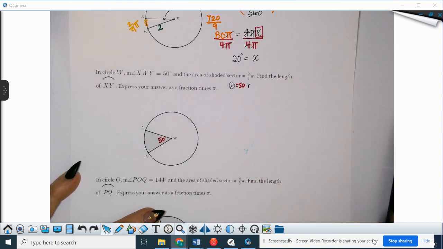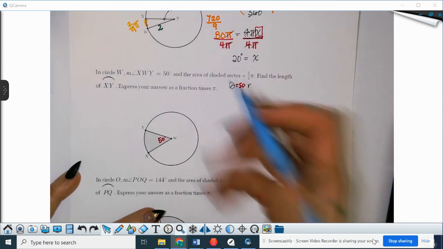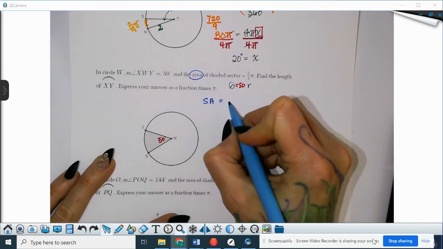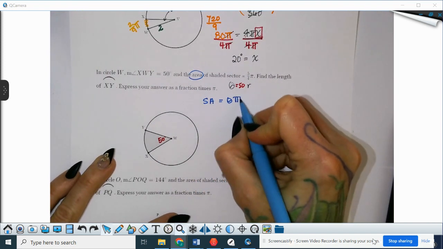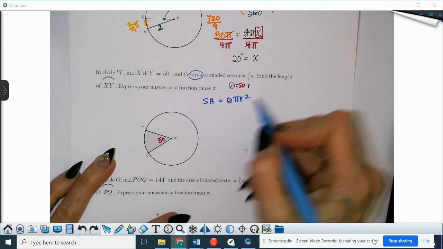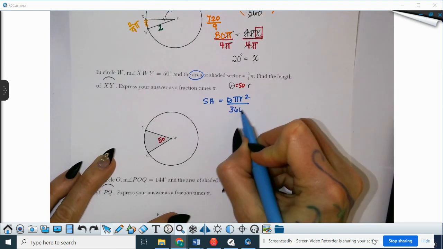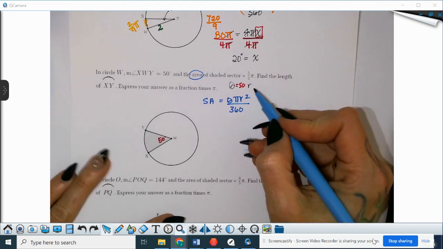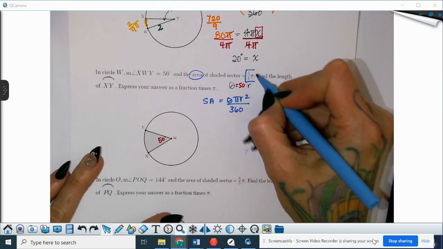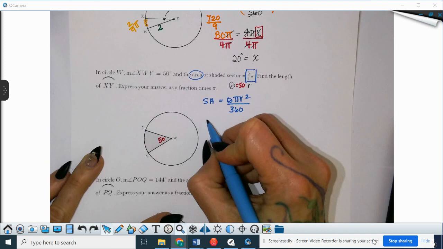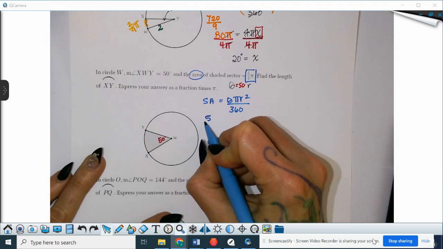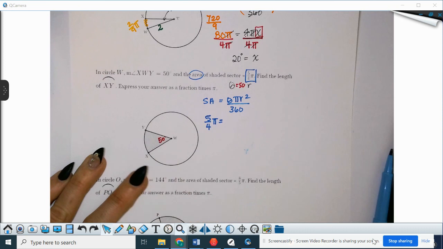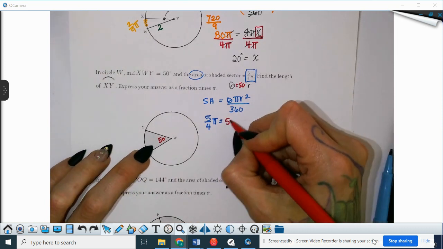And the area of the shaded sector, so the area, so that means we know we have sector area equals theta pi r squared, because pi r squared is area, divided by 360. As soon as you see area, I would write that down. That sector area is 5/4 over pi, and that goes in the place of SA, or sector area, as your output. We do have our theta, so that's going to be 50.